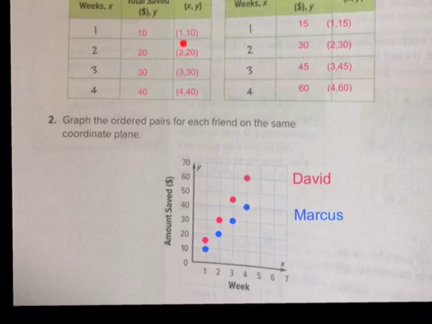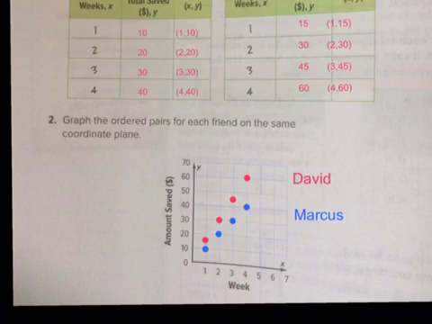So we had 10 and 1 for Marcus. So we have 1 and 10. And then 2 and 20, 3 and 30, 4 and 40. And there we go. Okay, and then for David, 1 and 15. There is no 15, so we have to land between 10 and 20. So 1 and 15, 2 and 30, 3 and 45, 4 and 60.